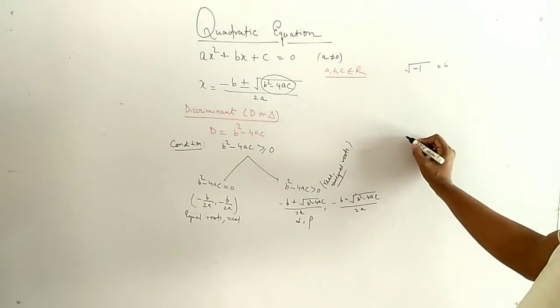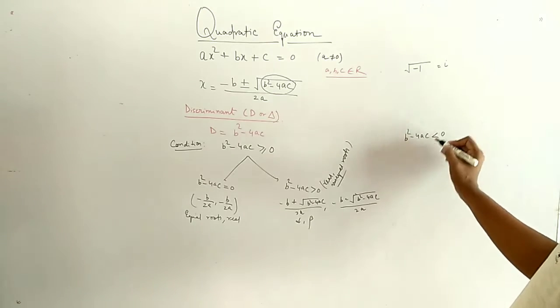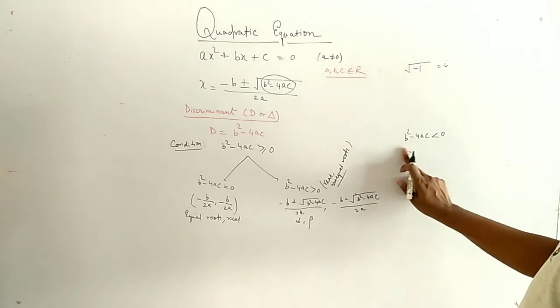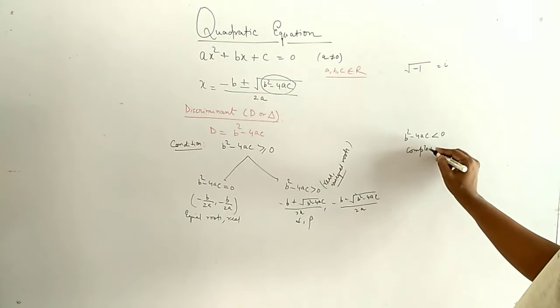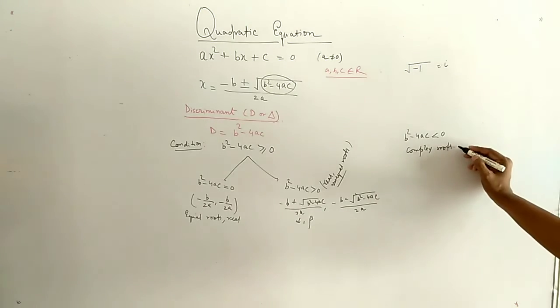If you have b square minus 4ac less than 0, then you get complex roots, or imaginary roots.